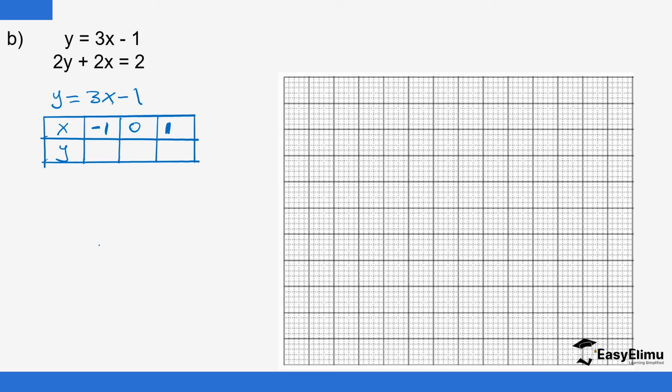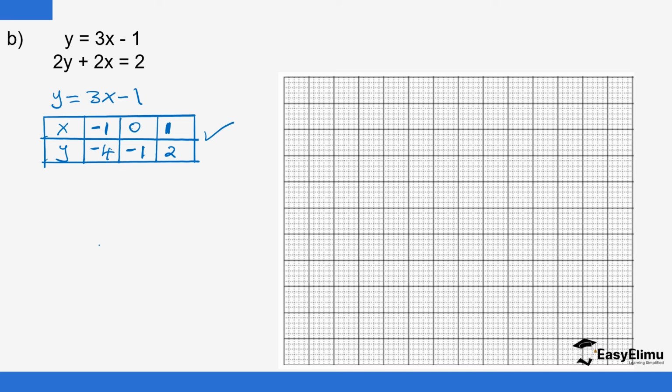In this equation, when x is -1, I will have -1 times 3, -3 minus 1 is -4. When x is 0, 0 times 3 is 0, minus 1 is -1. When x is 1, 1 times 3 is 3, 3 minus 1 is 2. So I should be plotting this on the Cartesian plane, but because there are two equations, I will have to find the other table first, and then I'll be able to plot the two.